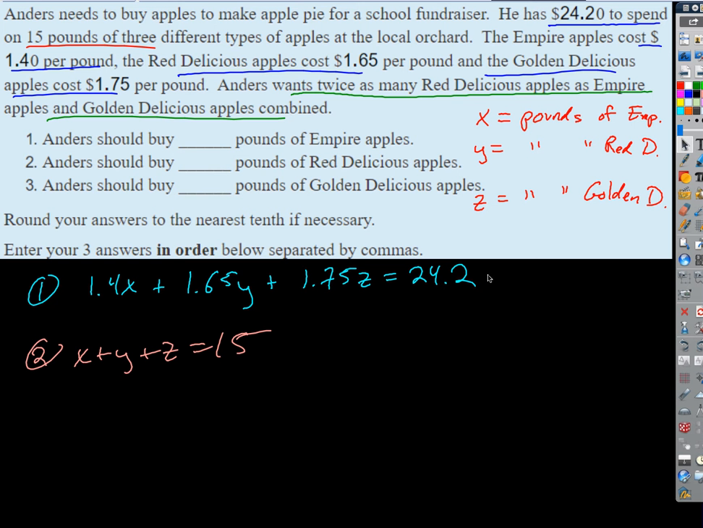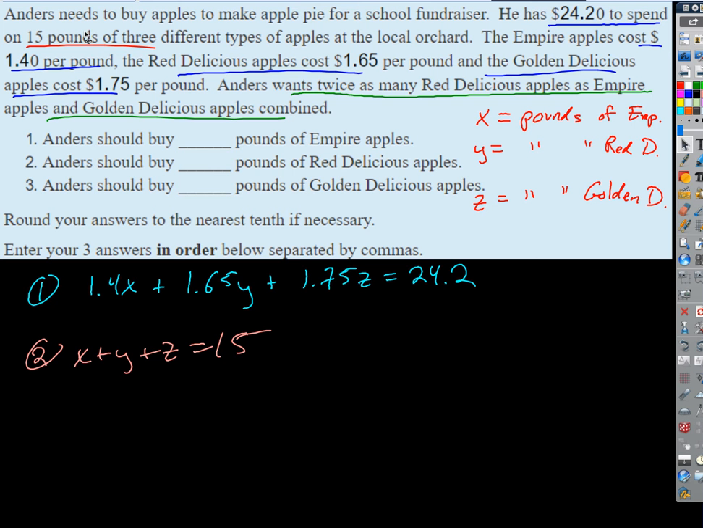What are the other 2, though? Well, they can be kind of sneaky. They can be disguised. If we know that we have 15 pounds in total of all apples, and the variables represent the number of pounds of each individual type, then X plus Y plus Z equals 15. That's real common also, right? Where there's going to be a total count of all the variables.